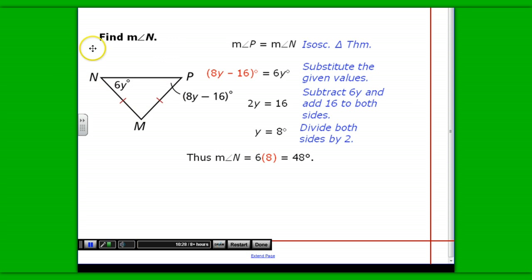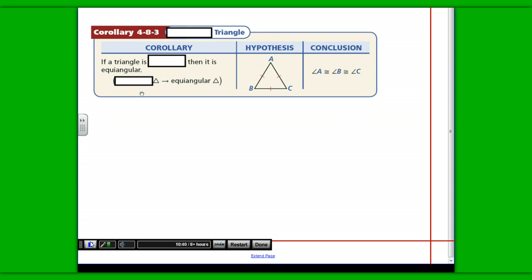And so we actually could find all angles, can't we? Because we know that P is also 48 degrees. We can simply subtract those two from 180 to find the measure of angle M. Here's our super special isosceles triangle.